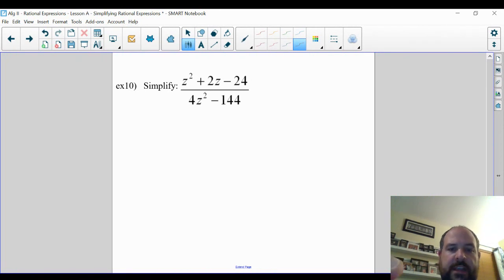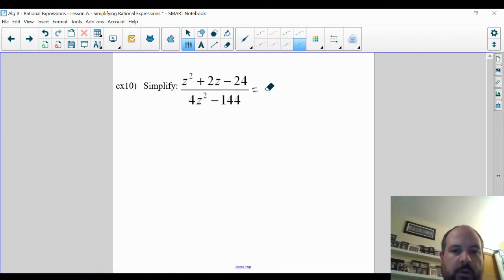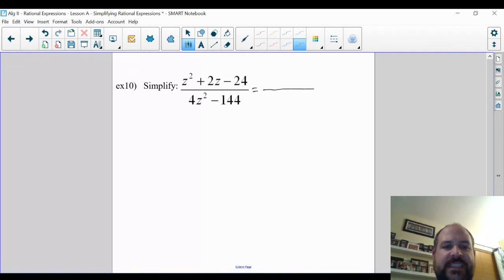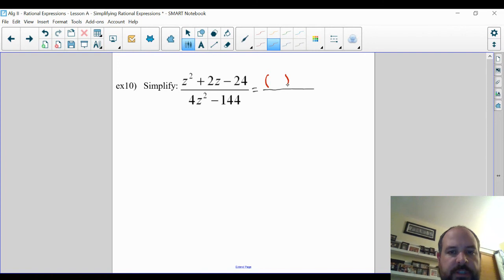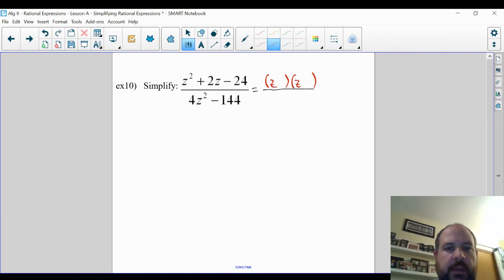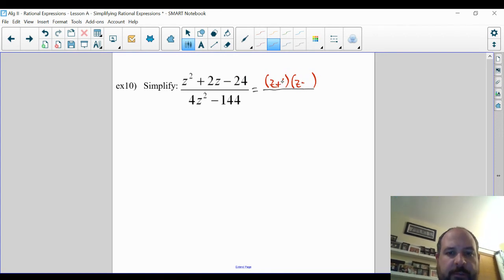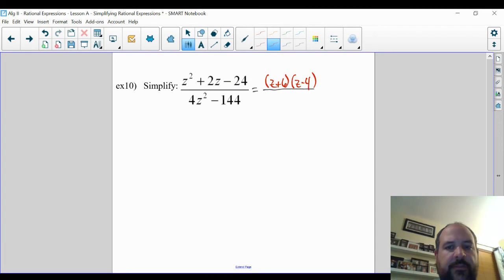All right, so let's take a look. In the numerator, I see z squared plus 2z minus 24, no GCF. However, I can reverse FOIL here. So I'm going to split it up into two binomials. We have z and z. Minus 24 means I'm going to have different signs, plus and negative. In this case, I'm going to have a positive 6 and a negative 4.